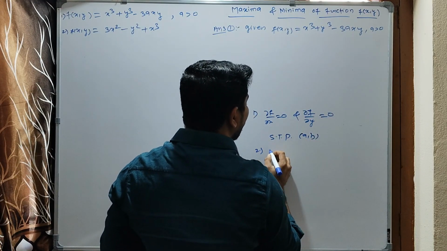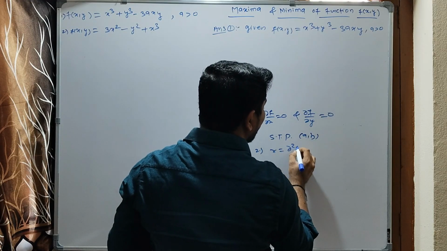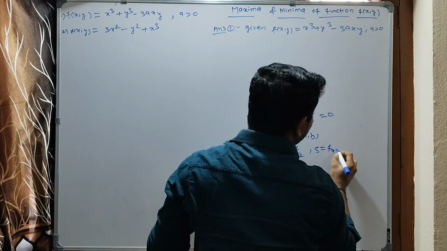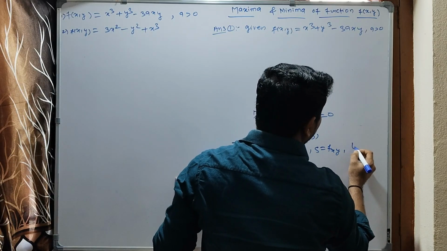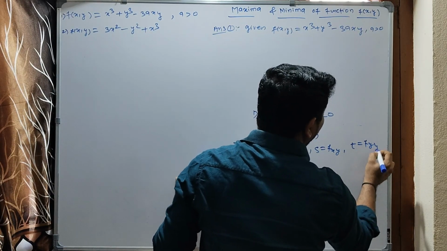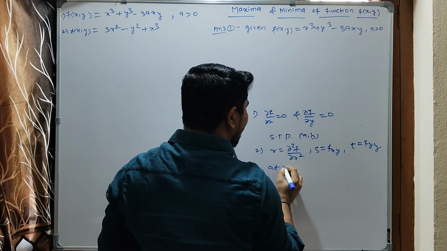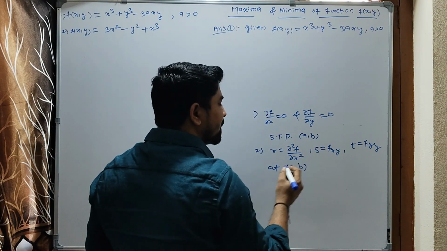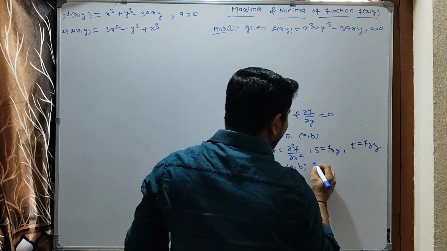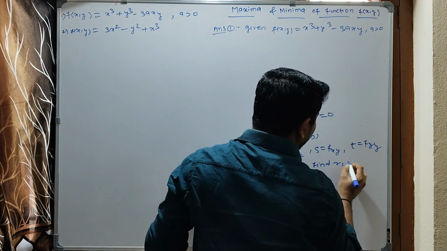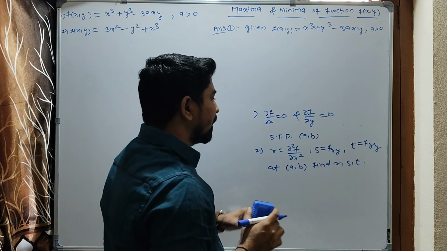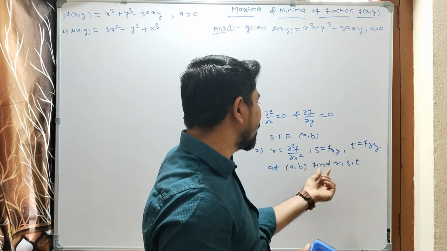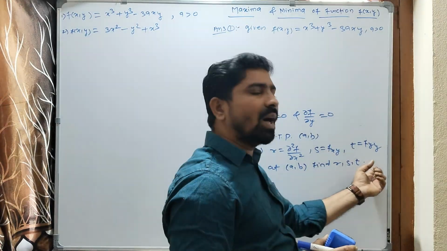Now second thing, find r equal to dou squared f by dou x square, s equal to f x y, and t equal to f y y. Now we have to check at a comma b the value of r, s, t. So here at a comma b find the value of r, s and t.